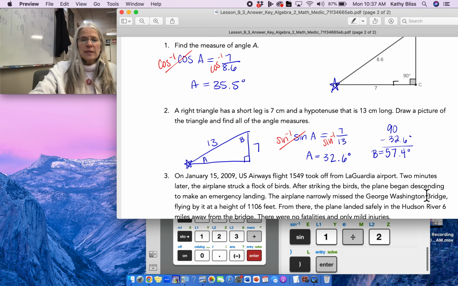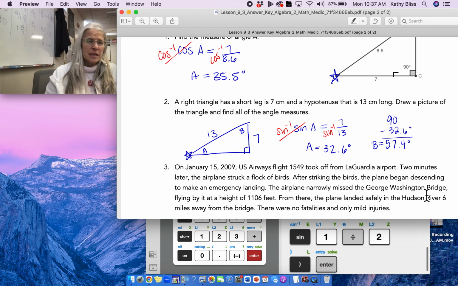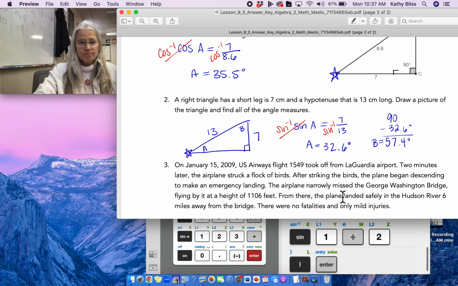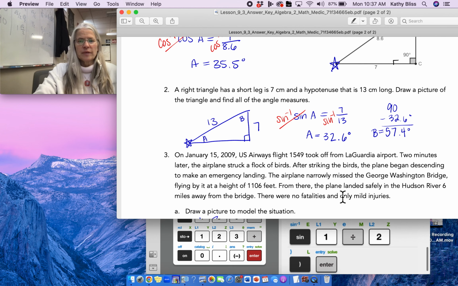This last one is actually based on a true story. Some of you might have seen the movie. I think it was called Sully. Tom Hanks played the pilot. So this was a true story. And thankfully, because of the pilot's quick thinking, there were no fatalities.